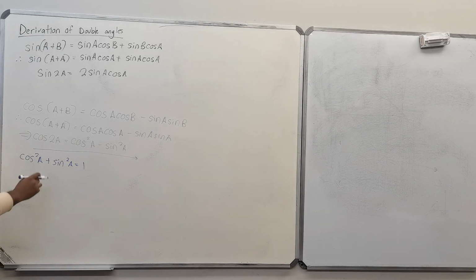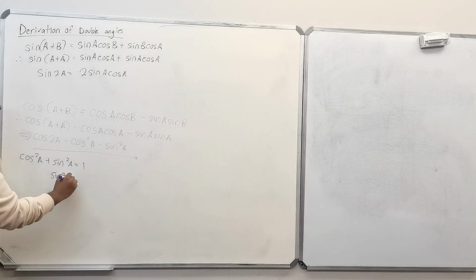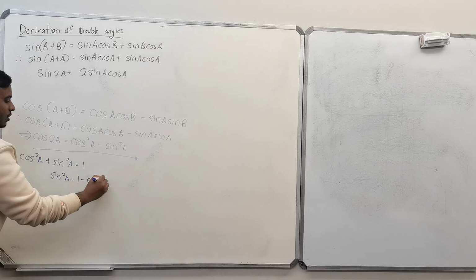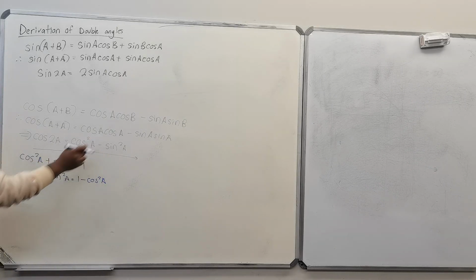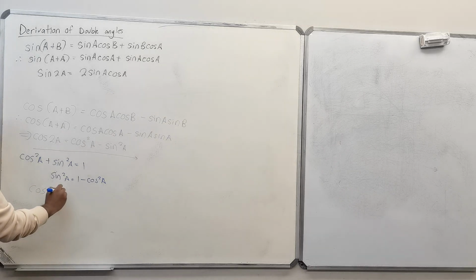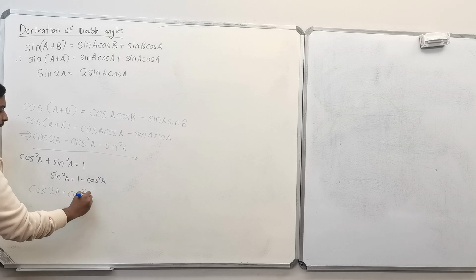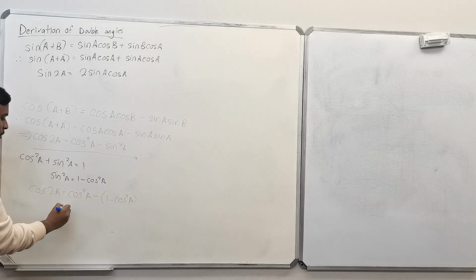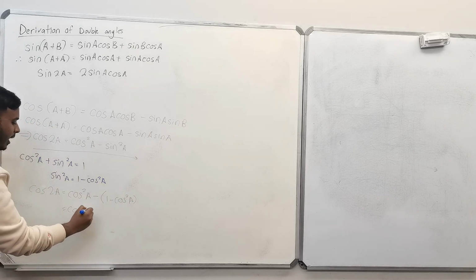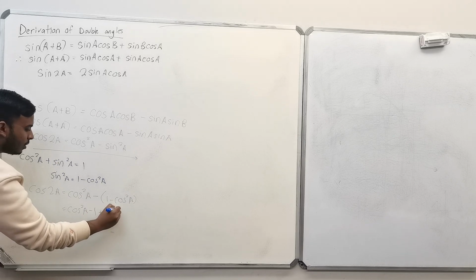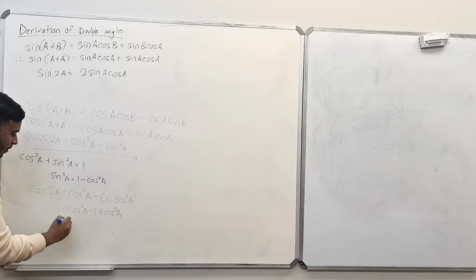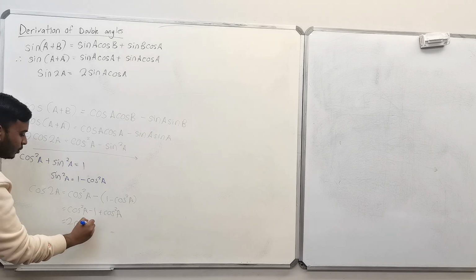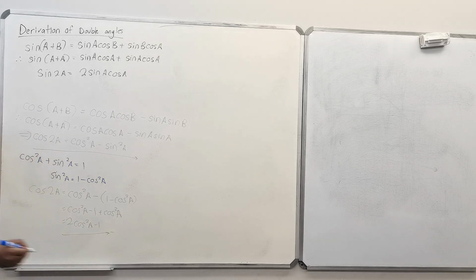Now if I make cos squared A the subject of the formula, sin squared A is equal to 1 minus cos squared A. If I substitute it over here, cos 2A is equal to cos squared A minus (1 minus cos squared A), which becomes cos squared A minus 1 plus cos squared A, which becomes 2 cos squared A minus 1. And that's how you got it.